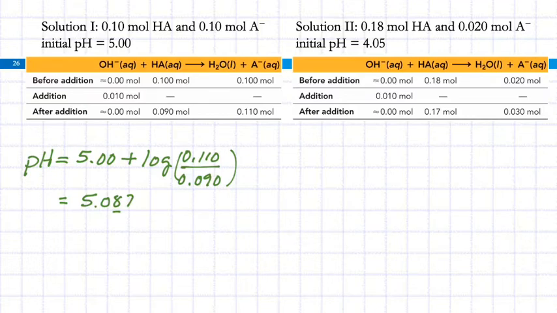Doesn't 5 equal the pH, right? 5 equals the pKa. The pKa for both of these is 5. This is the initial pH before adding anything. And what we're calculating is, after we add that hydroxide, what's the new pH? So the new pH is 5.087.